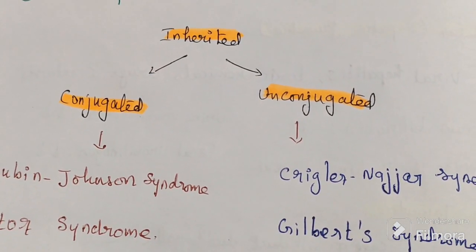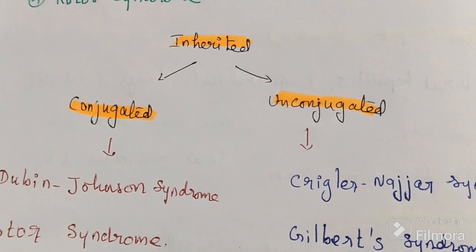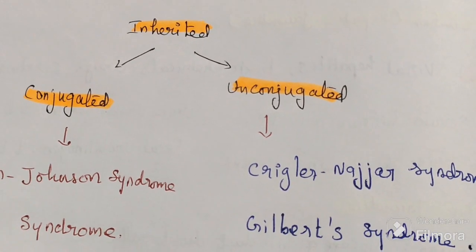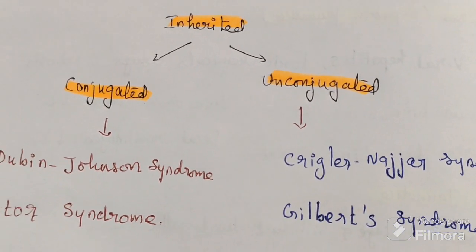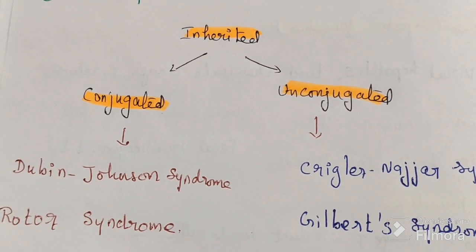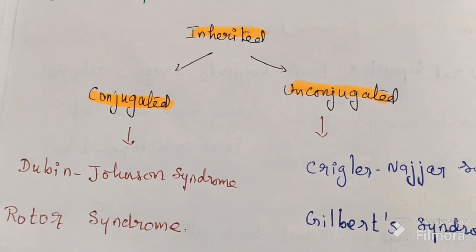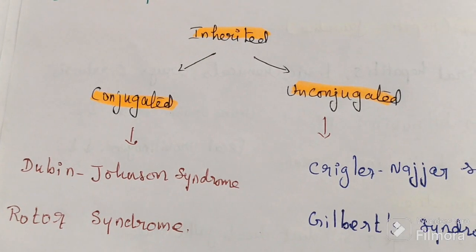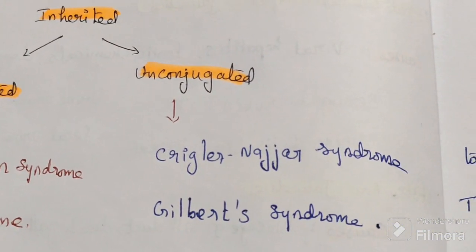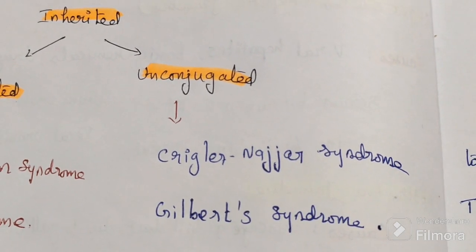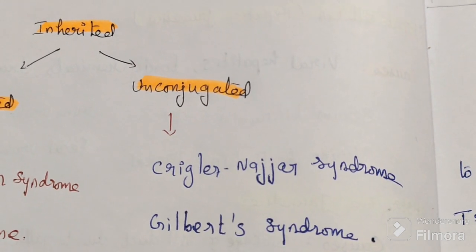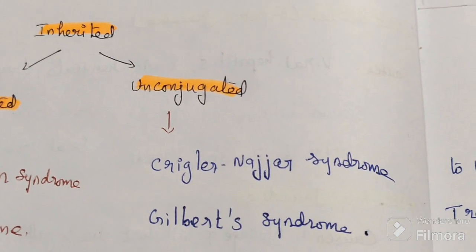This inherited hyperbilirubinemia is further classified into two types, conjugated and unconjugated. Conjugated examples are Dubin-Johnson syndrome and Rotor syndrome. In the case of unconjugated hyperbilirubinemia, examples are Crigler-Najjar syndrome and Gilbert syndrome.